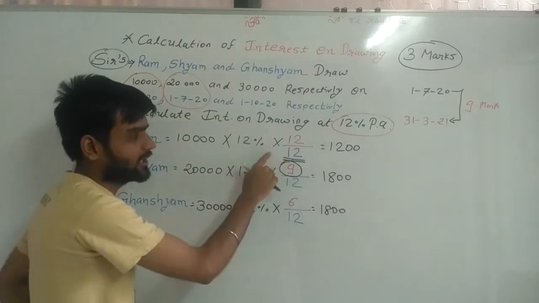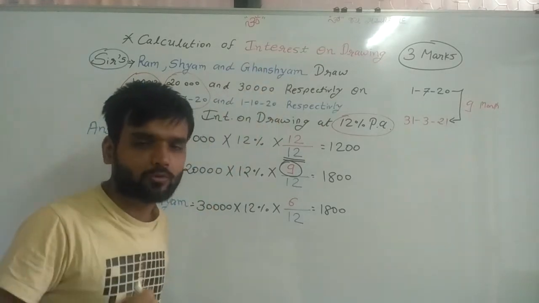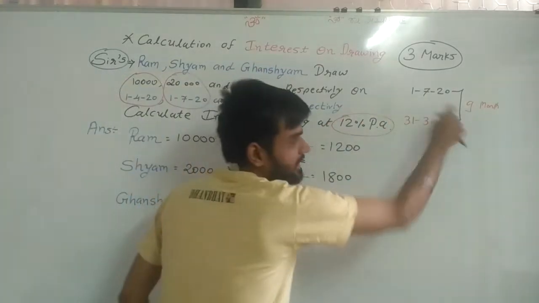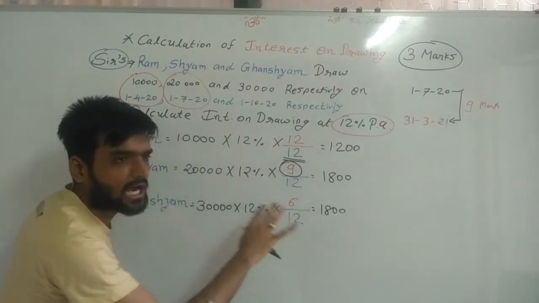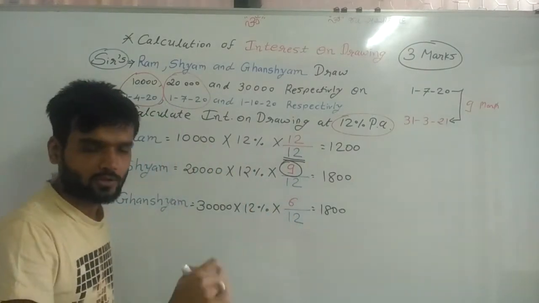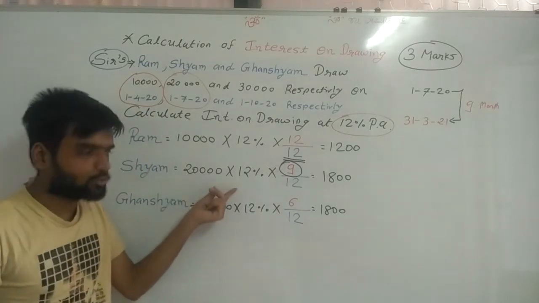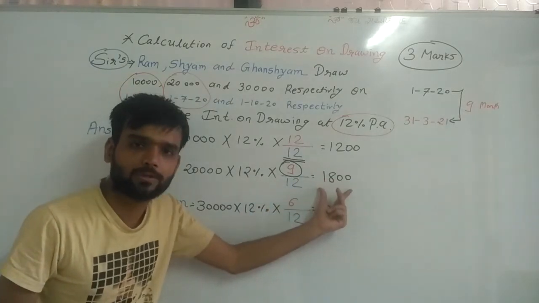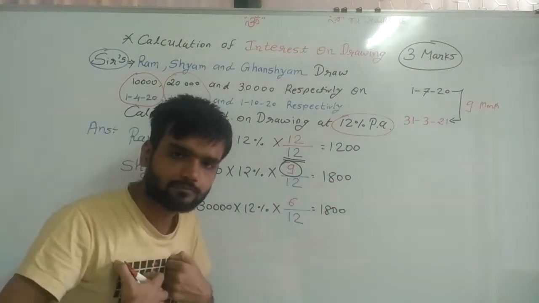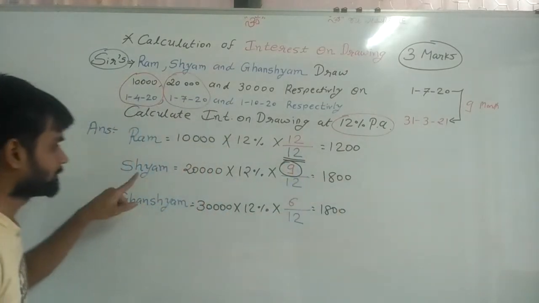Earlier it was into 12 upon 12, because we needed to calculate 12-month interest. Here we need to calculate 9-month interest. So into 9 upon 12. Remaining amounts are as it is. So 20,000 into 12% into 9 divided by 12. Answer is 1,800 rupees. So if we are the firm, then we need to collect 1,800 rupees from Shyam.